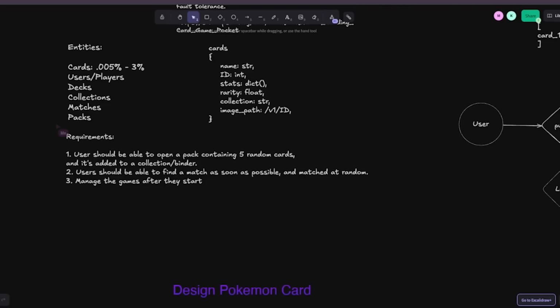So for example, Pikachu. Pikachu's probably gonna have like 9 cards right off the bat. One of them is gonna be really rare. One of them is gonna be very common, but it's still all gonna be Pikachu. So just from an organizational perspective, how do we store this? How do we model the data for the database essentially?